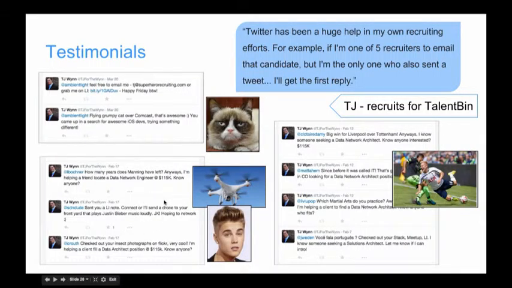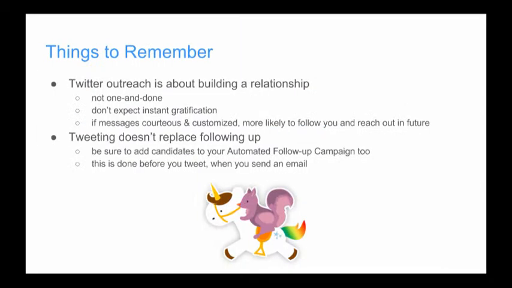So those are all great things to reference that you can find in someone's recent tweets, see if there's anything that you can kind of grab and point out there, and then also just throw in an invitation to connect, telling them to check their email, giving maybe a few details about the job. He also has mentioned some information they would have found from their TalentBin profile, like their activity on Stack Overflow, Meetup, LinkedIn as well. So both are great ways to customize your outreach through Twitter, kind of boost your email outreach. So TJ says, Twitter has been a huge help in my own recruiting efforts. For example, if I'm one of 5 recruiters to email that candidate, but I'm the only one who also sent a tweet, I'll get the first reply. So that's a great thing to remember.